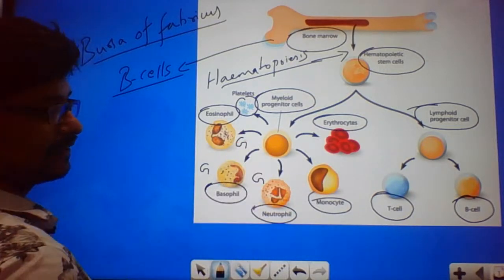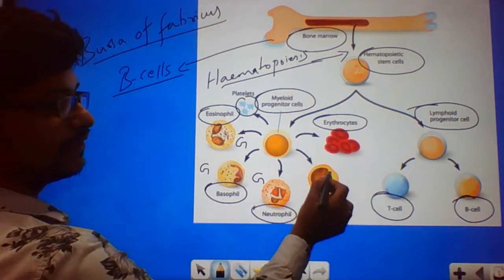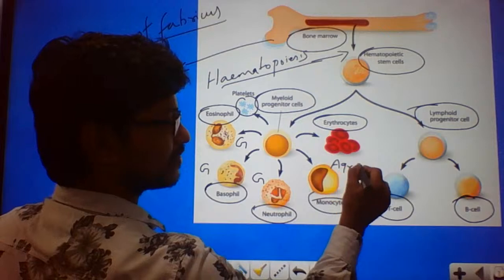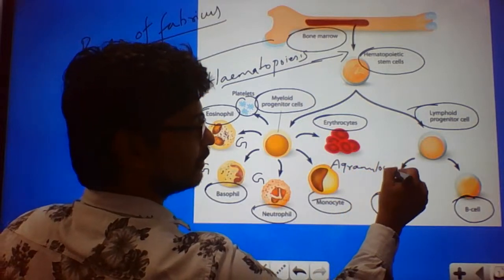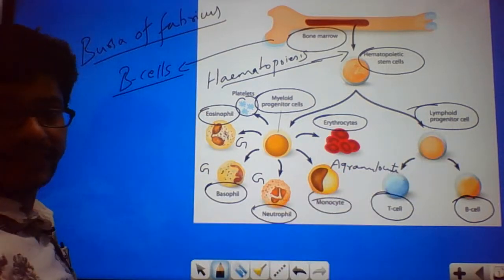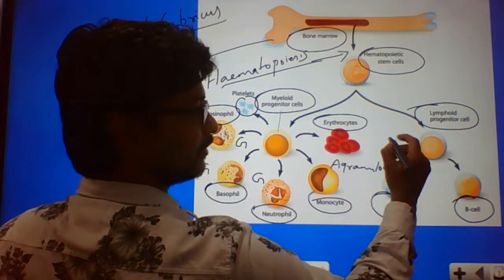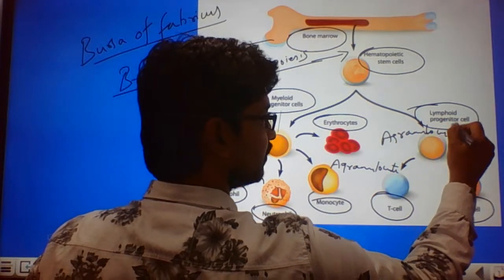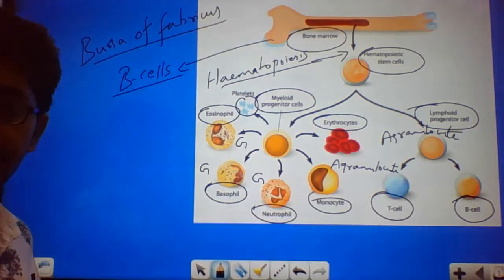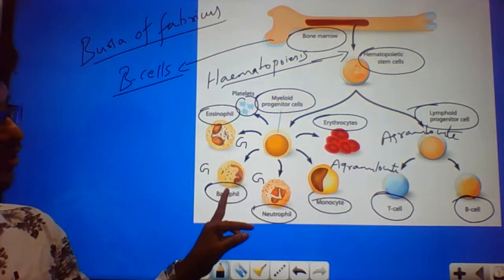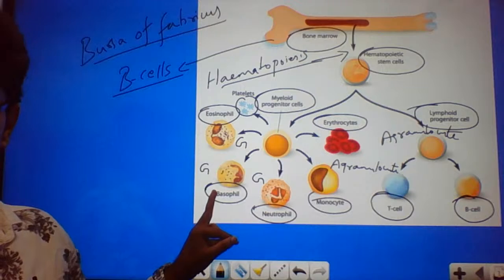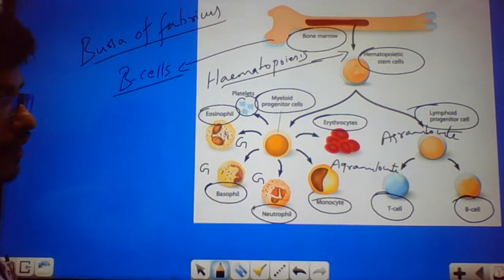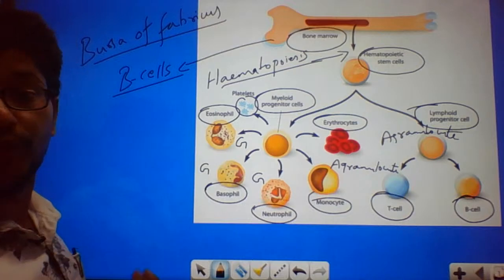Eosinophil is a granulocyte. But in the monocytes, you could not see the presence of granules, so this is an agranulocyte. Lymphocytes also have no granules present in the cytoplasm, so they are also agranulocytes. What is the difference between granulocytes and agranulocytes? In granulocytes, you can see granules inside the cytoplasm. Examples are basophil, neutrophil, and eosinophil.